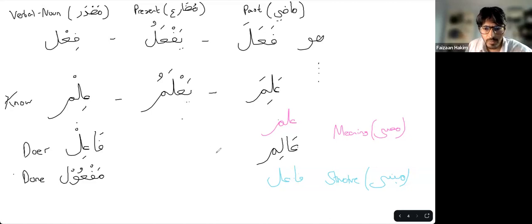Similarly, with the maf'ul, I have ma'lum. Ma'lum just means something which is known. Maybe you know this word as well. You've heard it. Ma'lum. Huwa ma'lum. It's known. Knower, known. And any verb is going to have this now. The fa'il and the maf'ul. The doer and the done. Or the active and passive participles, if you prefer a more sophisticated grammatical terminology.